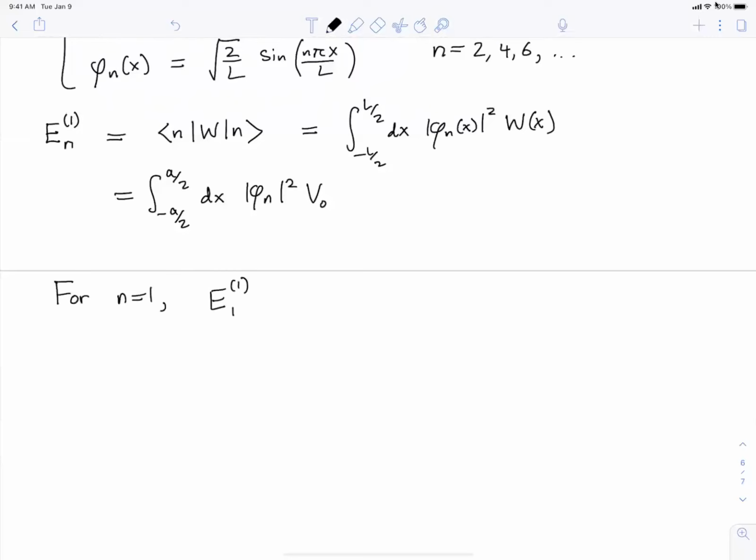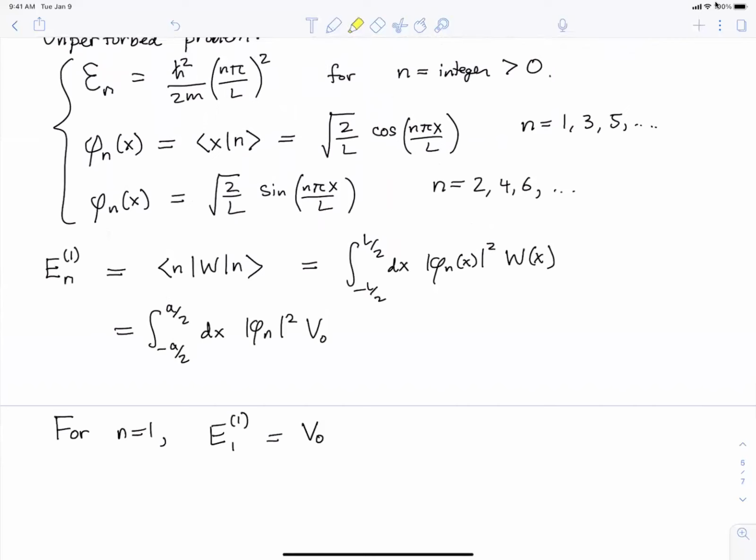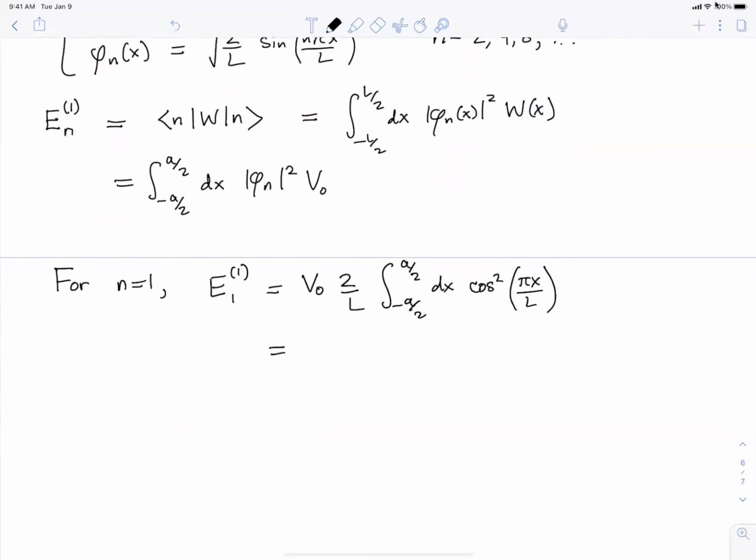The first order correction to the energy is v0 is just a constant, so we can pull it out of the integral. There's also a, if we go back up here, there's a square root of 2 over L, which is going to get squared, and there's a cosine that's going to get squared. All right, so let me write my 2 over L, integral minus a over 2 to a over 2 dx. And then what goes here is cosine squared pi x over L. And that's not too hard of an integral, so the answer turns out to be v0 times a over L plus 1 over pi sine of a pi over L.